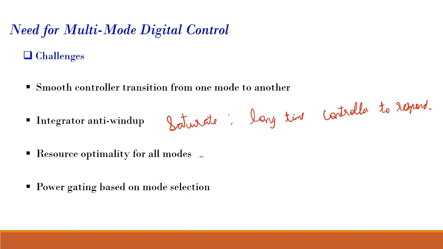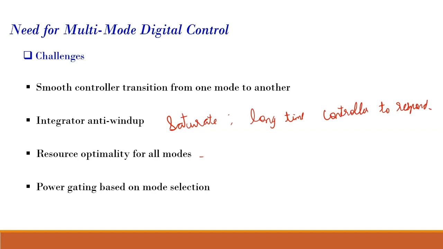Saturation means the integrator has some limits within which it can remain. It has reached some maximum limit. Your controller also has reached the maximum limit. When your controller is operating at that maximum limit, even though the error signal is coming, the output is not changing. That's why it has got saturated.